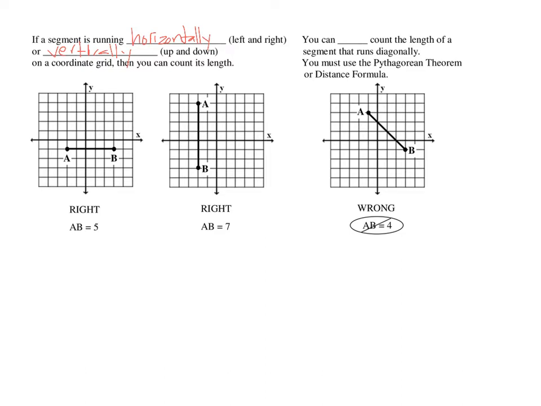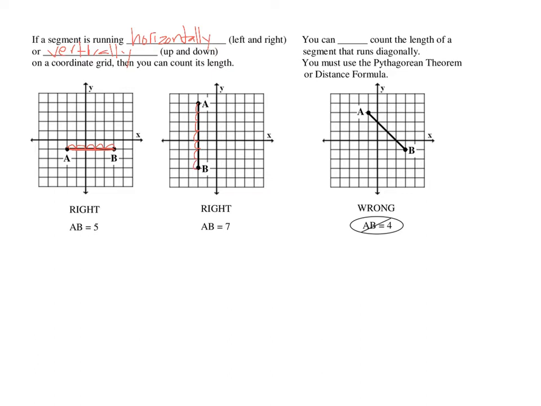All right, so here we have a segment running horizontally, and I could count its length. Every gap is a unit, so I have 1, 2, 3, 4, 5. All right, so that segment is 5 units long. And for this one, I have 1, 2, 3, 4, 5, 6, 7. All right, so that segment is 7 units long.